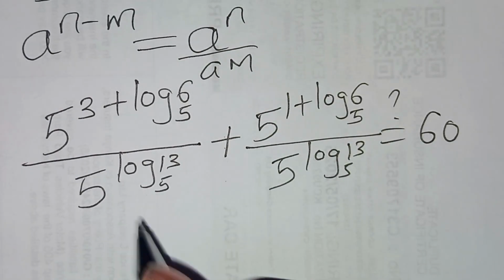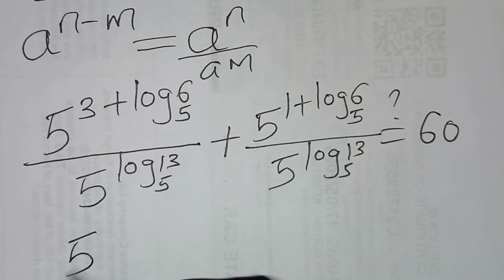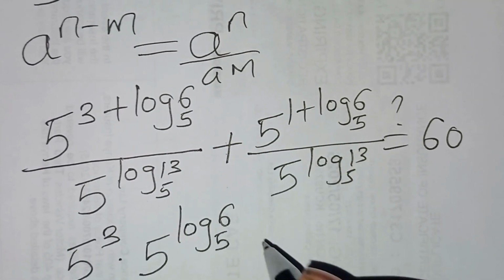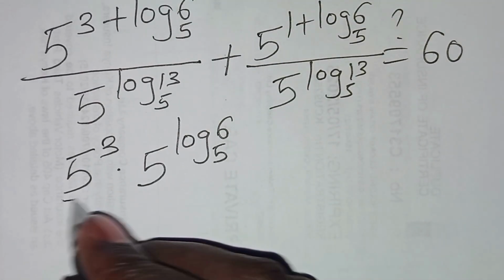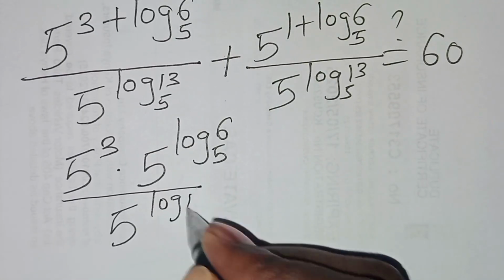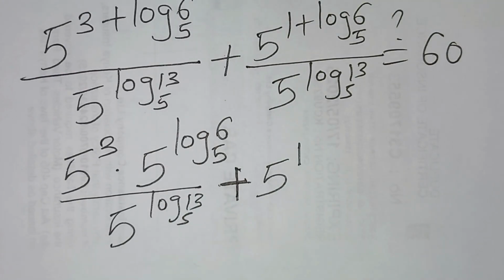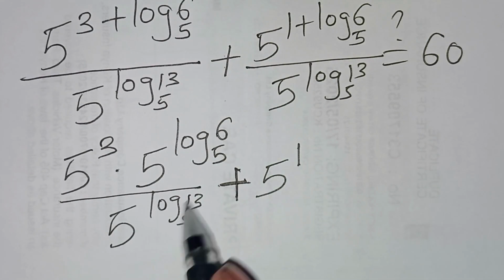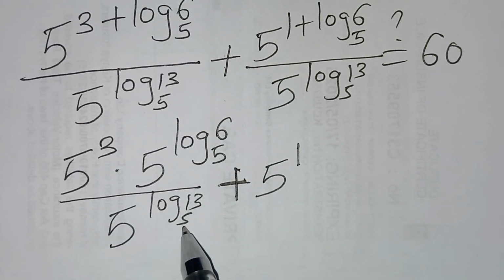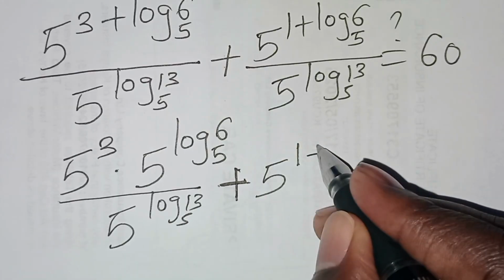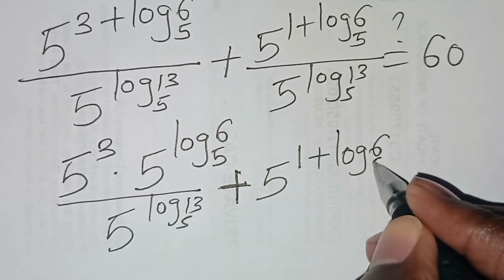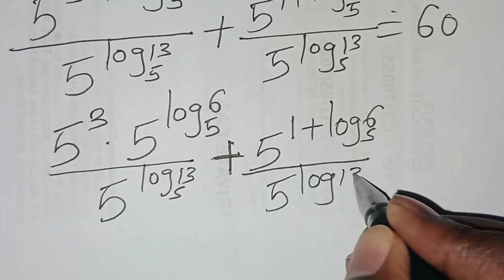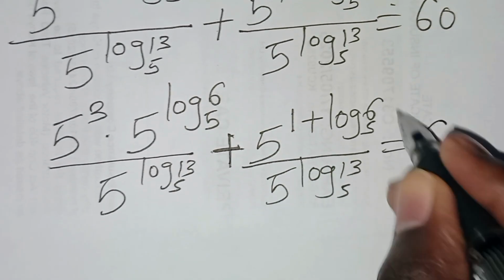Now you can express 5 to power 3 as 5 to power 3 multiplied by 5 to power log 6 to base 5, divided by 5 to power log 13 to base 5. So here we have 5 to power 3 multiplied by 5 to power log 6 to base 5 divided by 5 to power log 13 to base 5, plus 5 to power 1 plus log 6 to base 5 divided by 5 to power log 13 to base 5. This is equal to 60.